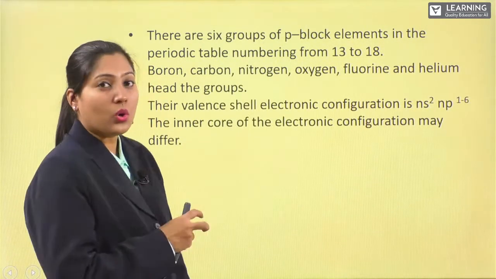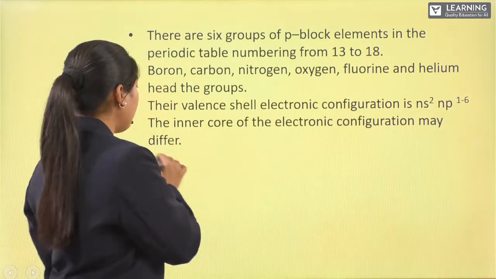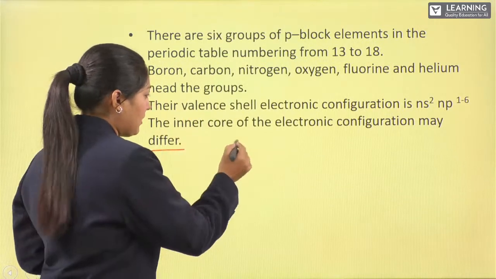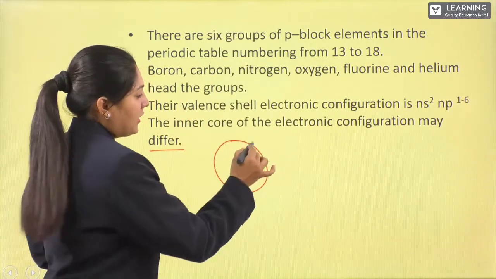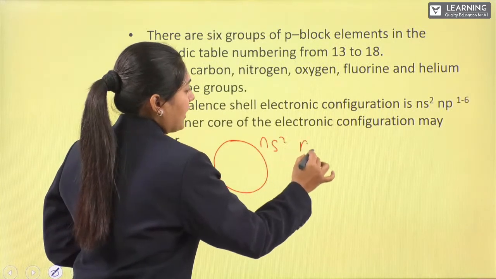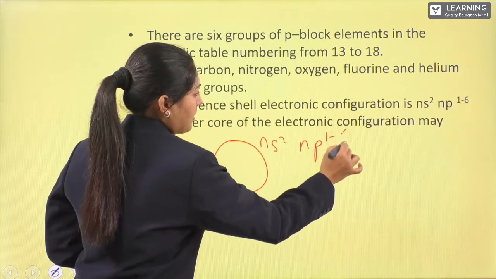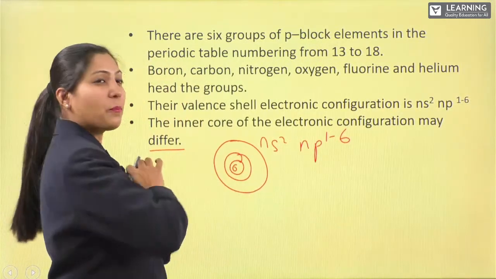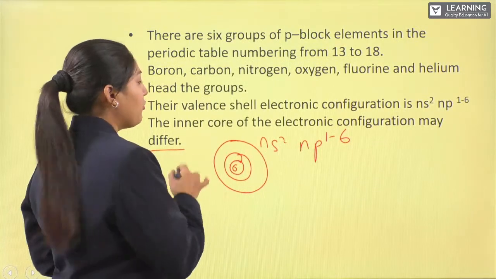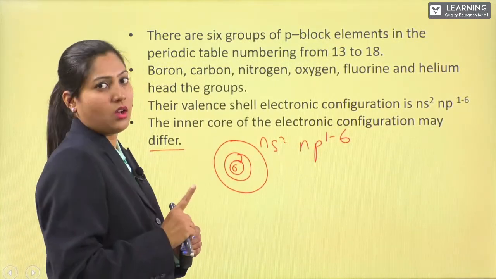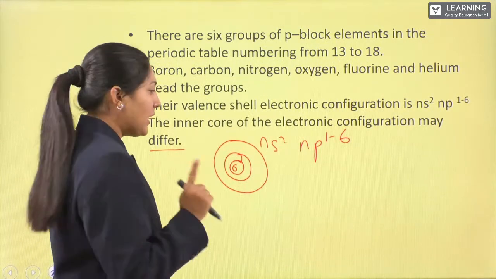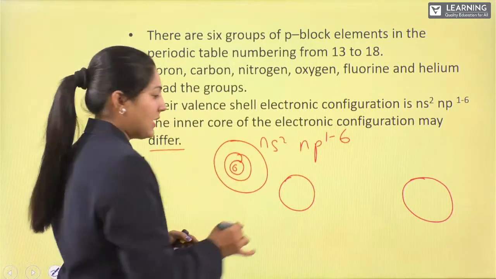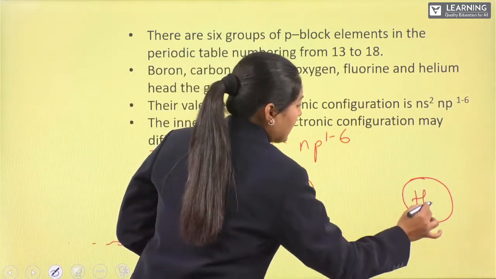Next, the inner core of the electronic configuration may differ. Obviously true, because the outermost orbit can be ns2 np1 to 6. The core orbitals might be anything. It depends on which period they are in, right? If they are in the first period, they will have only 1 orbital. You need to remember, in the first period we have only 2 elements, that is hydrogen and helium.